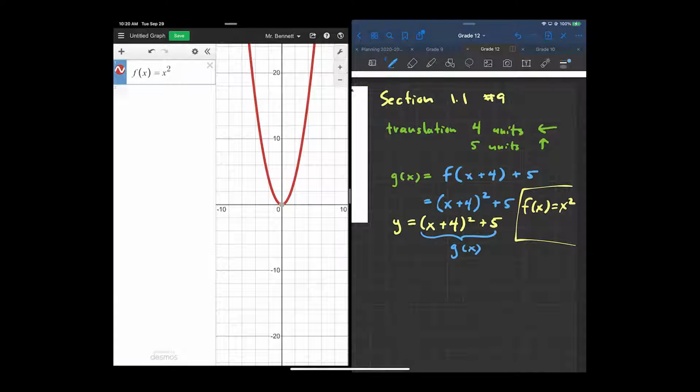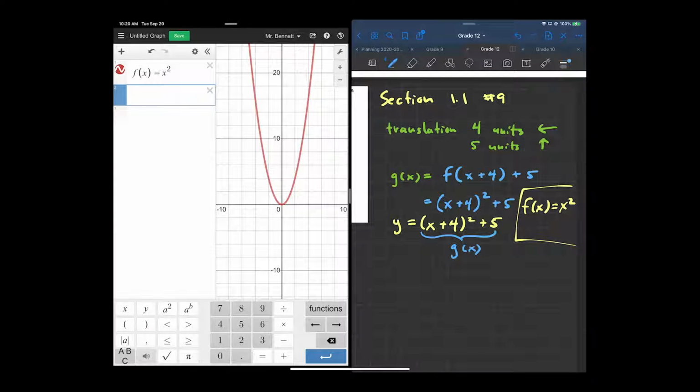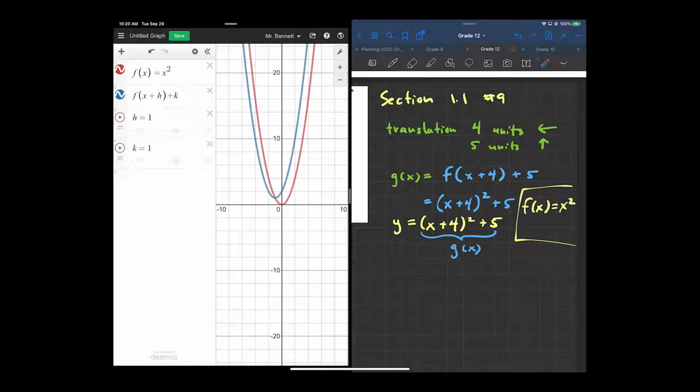Can you see that okay? Is that visible? Okay, so there we go. We've got f of x is x squared, and let's see what else we have. I'm going to write down kind of what I had over here, and punch that into Desmos and see what happens to it, except I'm going to use some sliders. So I'm going to write f of x plus h plus k, and add these sliders.